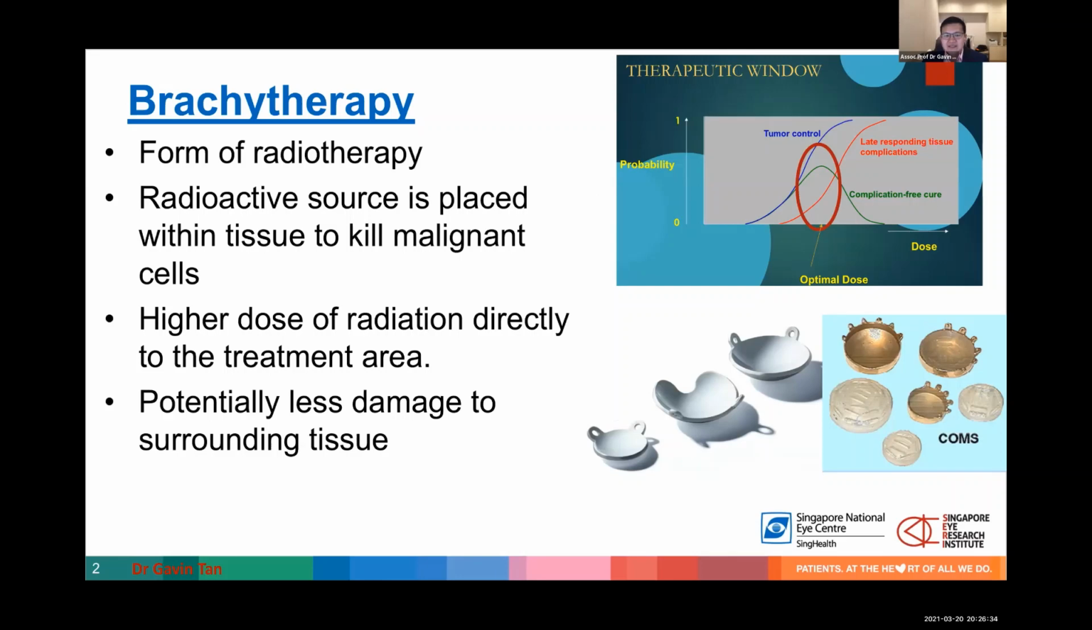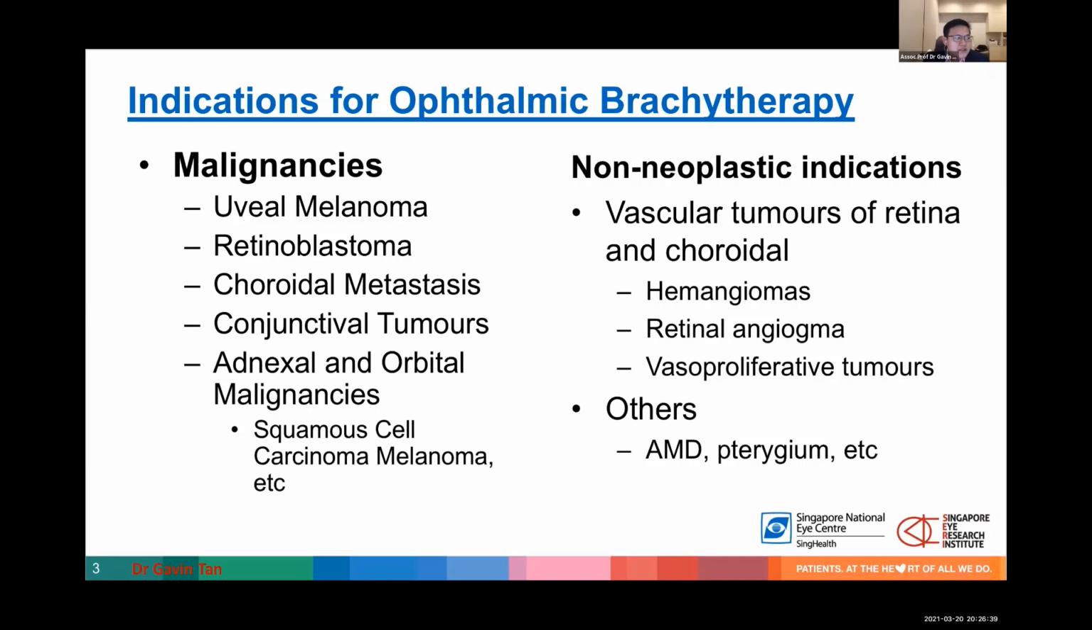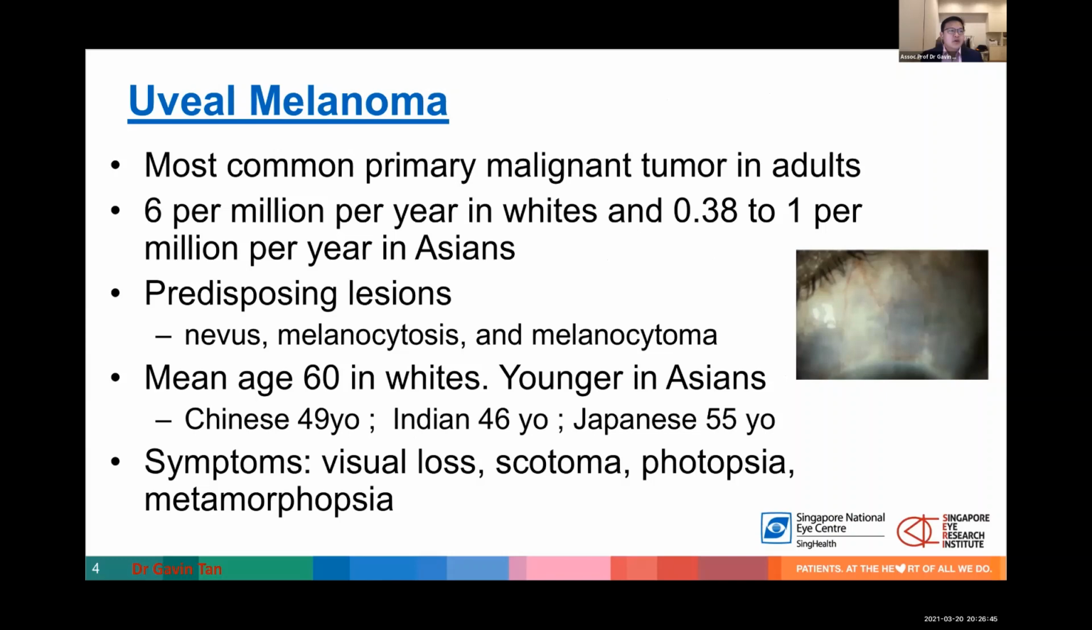So the indications have already been gone through. I'm going to focus on the indication of uveal melanoma for most of the rest of my talk. Uveal melanoma is the most common primary malignant tumor in adults. It occurs in about 6 per million in Caucasian populations, and it's less common in Asian countries, where the reported incidence ranges from about 0.3 to 1 per million.